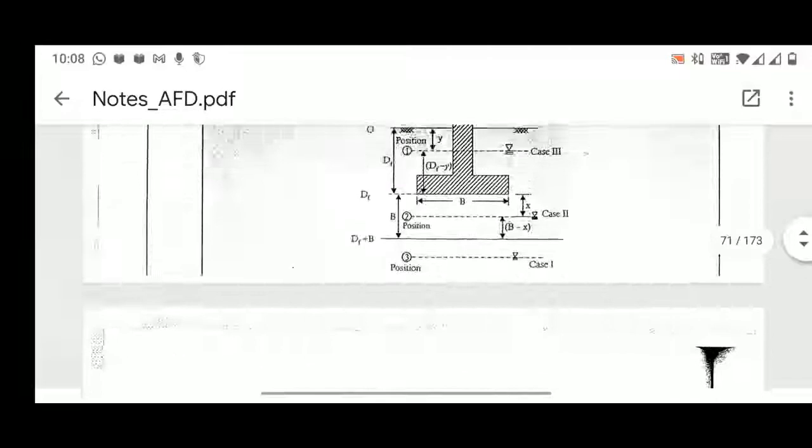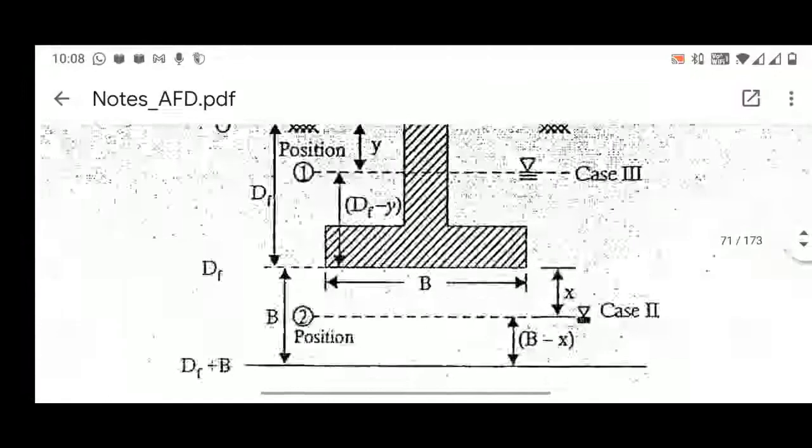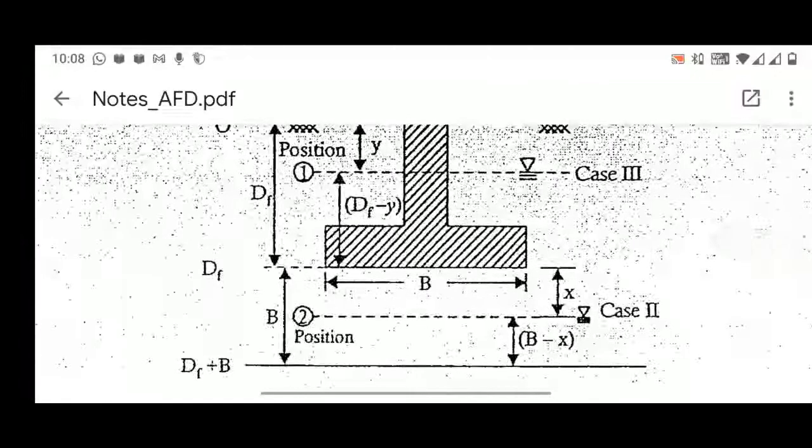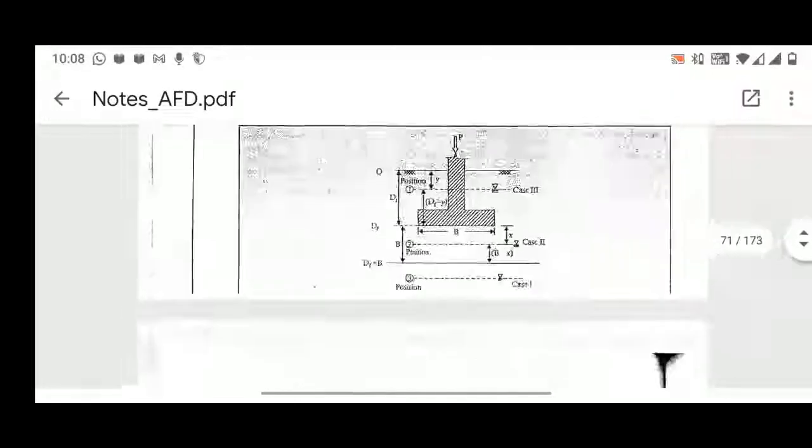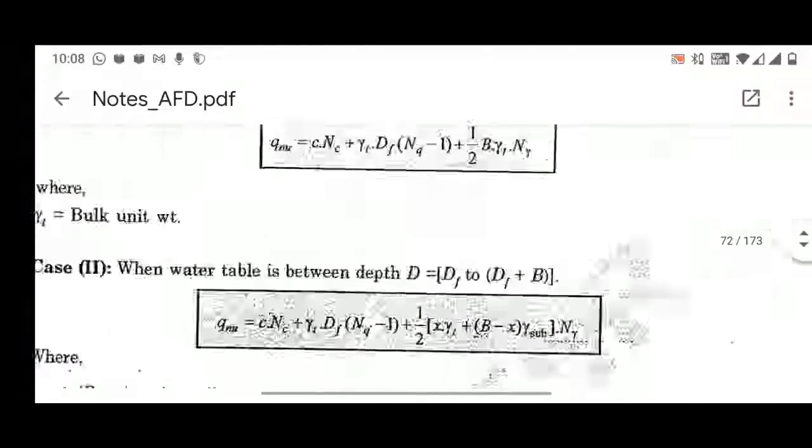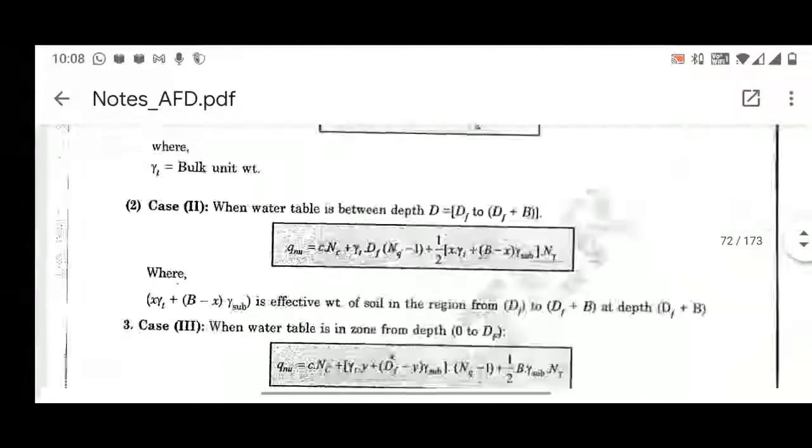So what is this x? This x is basically the location of the water table below the footing base. You can easily see from this figure, x is depicted in the figure in case 2, and you can see this x is located at a distance x below the footing base, and B minus x is the position below the water table. So you have to modify the expression accordingly.